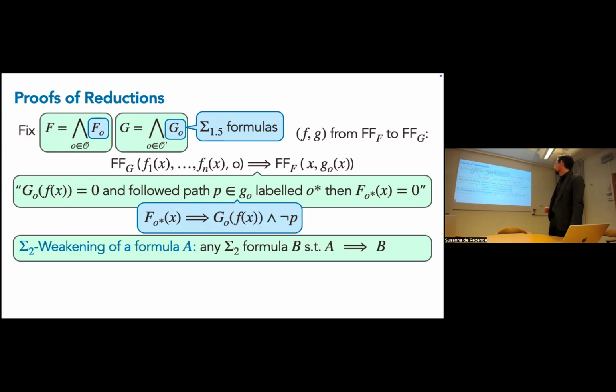So in particular, this means that this subformula over here is a Sigma 2 weakening of this subformula of F. So remember that a weakening of a clause, you're just allowed to throw in more literals. It's just more satisfiable. Similarly, you could talk about weakenings of, say, Sigma 2 formulas where you derive anything, like the Sigma 2 weakening of formula A is any formula B such that A implies B.